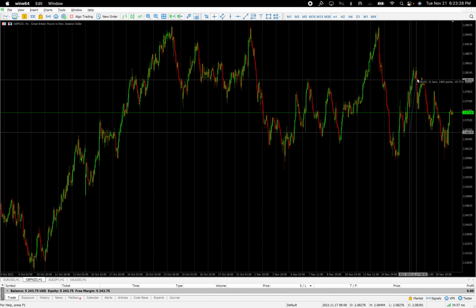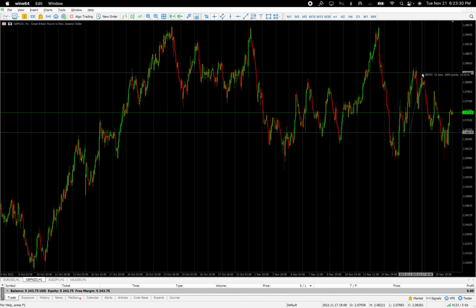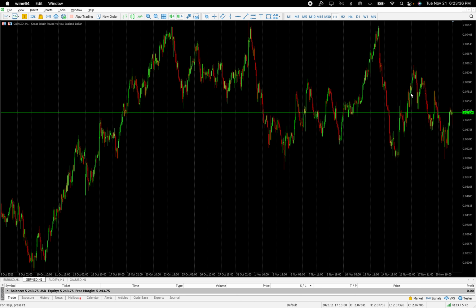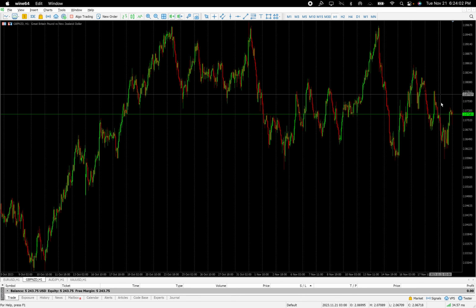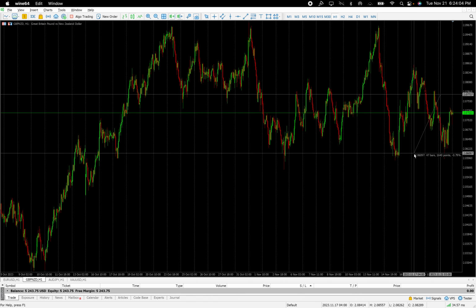Look at this, 1,500 points in just like 2 days. You don't need that many pips. I'm just saying, if you just catch the move, period, one way or another, you're going to really do well.